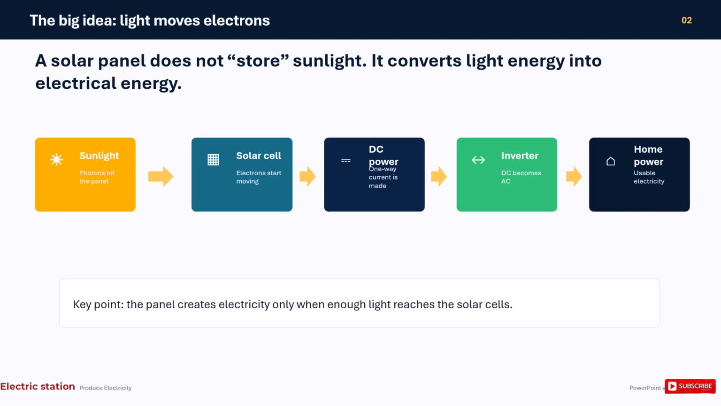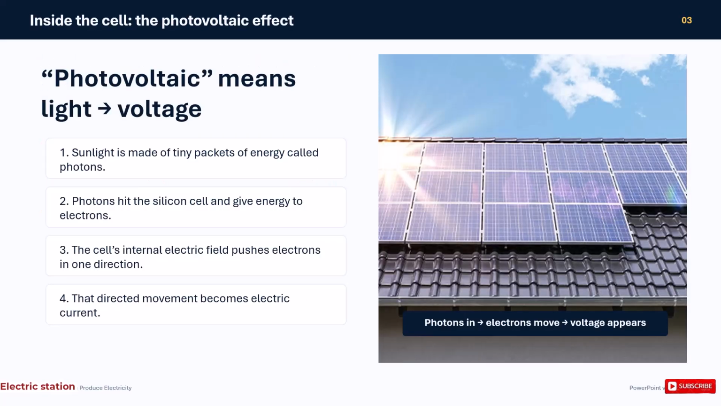But how can sunlight actually make electrons move? That's what happens inside the solar cell, and we'll look at that next. The process happening inside a solar cell is called the photovoltaic effect. Sunlight contains tiny packets of energy called photons. When these photons hit the silicon material inside a solar cell, they transfer some of their energy to electrons. This extra energy allows some electrons to move.